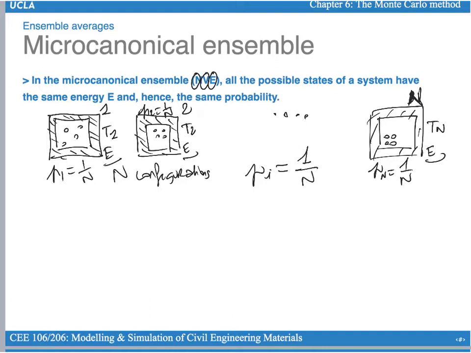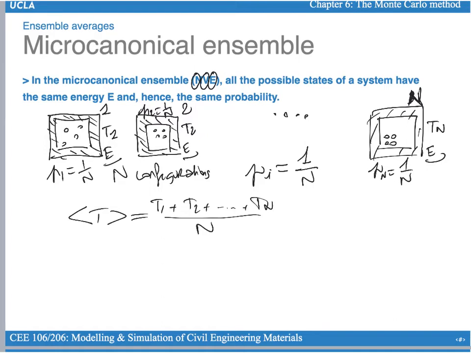So in that case, it's very simple, because if you want to calculate the average temperature of the system, all you have to do is take the sum of the temperature of all the systems. Because they all have the same probability, you can just take the temperature of system 1 plus the temperature of system 2, etc., plus the temperature of system n, and then divide by the total number of possible configurations, and you will get the average temperature.